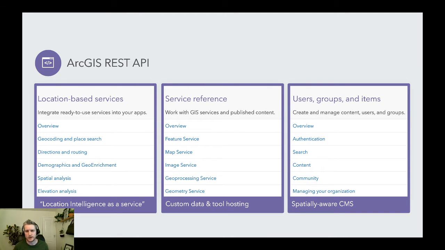And then finally, there's a whole aspect of our platform that's all about users, groups, and items. It's really the content management system or the CMS of ArcGIS, and it's all spatially aware. So you can have your users, they can be in groups, you can manage authentication and authorization and identity through the ArcGIS platform, and it's all aware of the rest of the spatially enabled platform behind it.